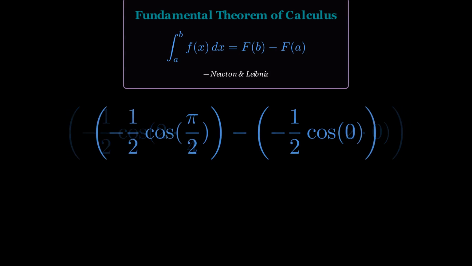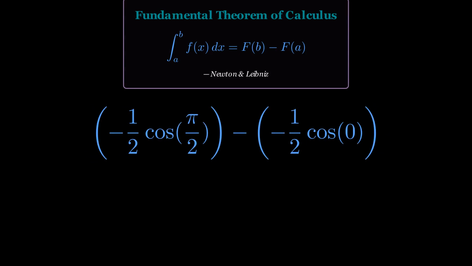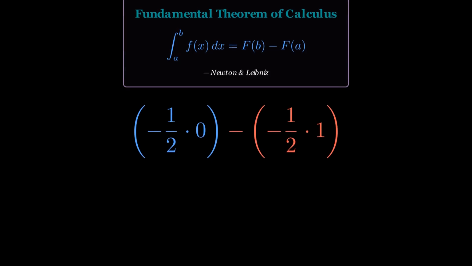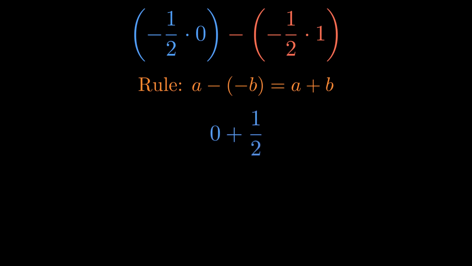First, we simplify the terms inside the cosine functions. From the unit circle, we know that cosine of pi over 2 is 0, and cosine of 0 is 1. Substituting these values in gives us this. The first term is 0. Now notice we're subtracting a negative number. This is where errors often creep in. Remember, subtracting the negative is the same as adding a positive. So our expression becomes 0 plus 1/2, which gives us a final result of 1/2.